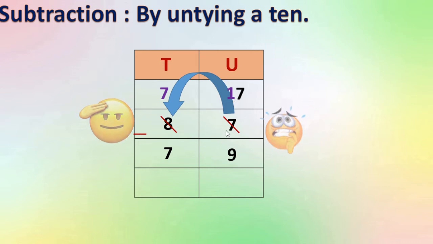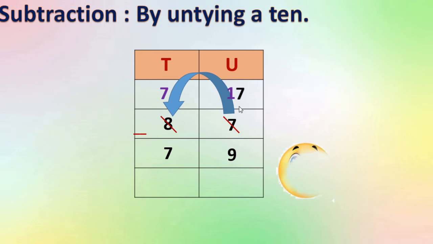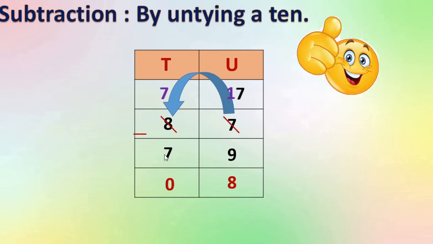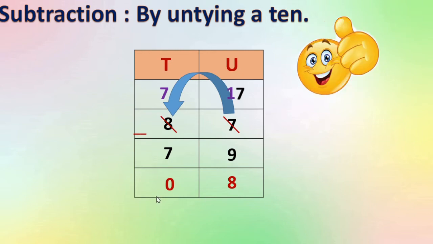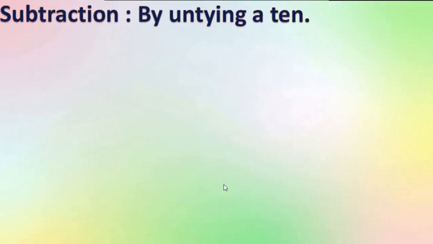Okay, now here 17 minus 9 is very easy, right? How much? 8, isn't it? And 7 minus 7 is how much? 0. Yeah, our sum is over. So 87 minus 79, now the answer is 8. 08 or 8. Okay? Yes. One more.